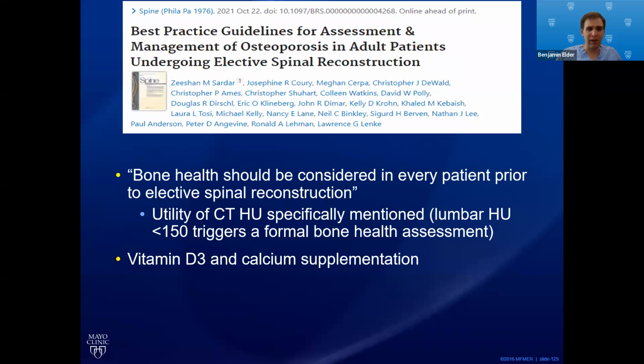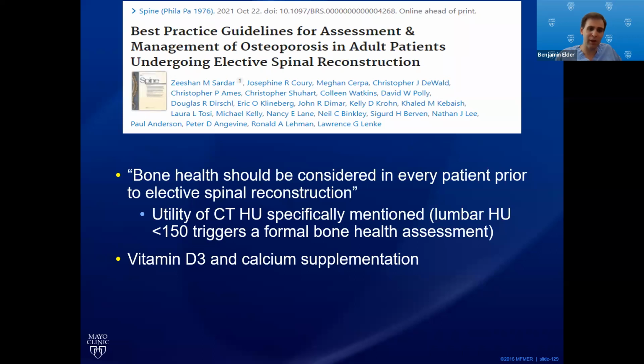And so these are some of the practice guidelines that have been recently proposed by a big group. They felt that bone health should be considered in every patient prior to undergoing elective spinal reconstruction. And the utility of CT Hounsfield units was specifically mentioned, where if we find a patient with Hounsfield units less than 150, it should trigger a formal bone health assessment. And hopefully trying to identify potential for osteoporosis or other issues that can be corrected prior to surgery.